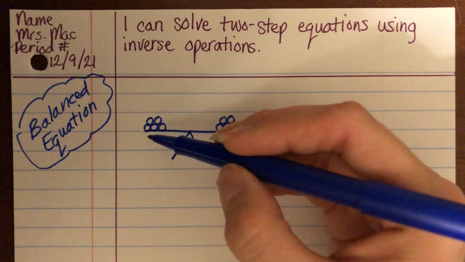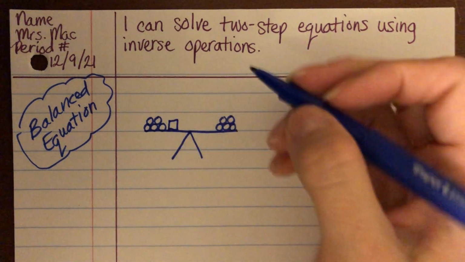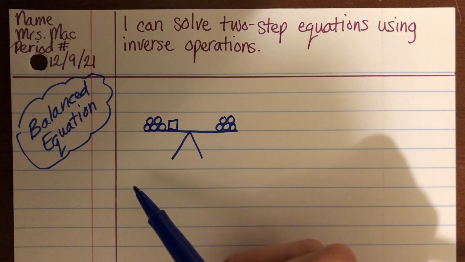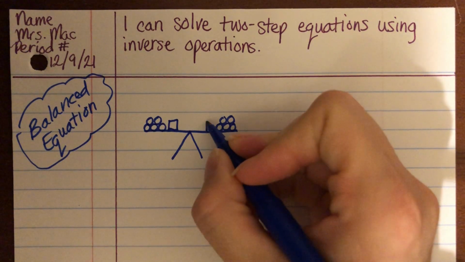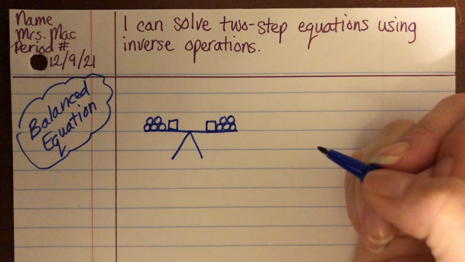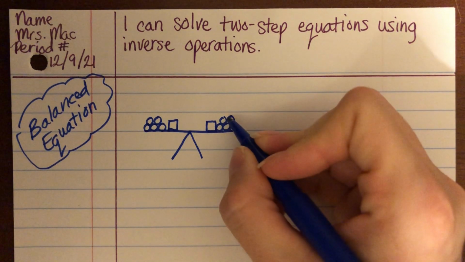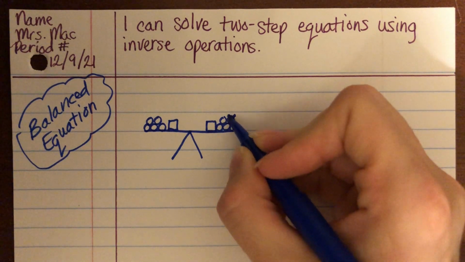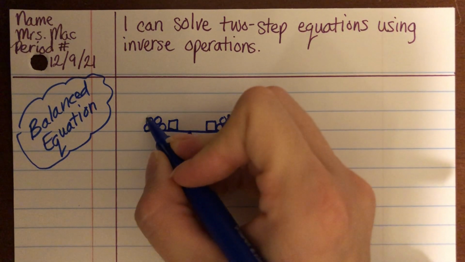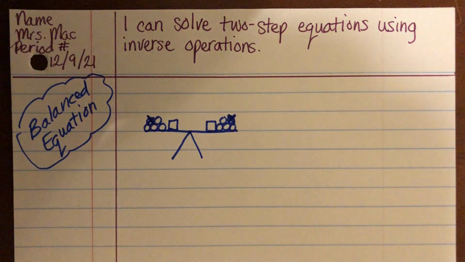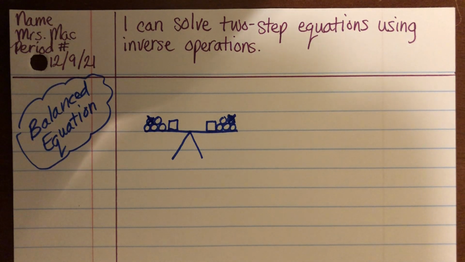Now, if I were to add something to the left side, let's say I add a little square here, my balance would tip to the left, and I want it to stay balanced. So if I add a square to this side, I also have to add a square of the same weight to this side. And vice versa. If I take a circle away from this side over here, I can't leave it because now my balance will be unbalanced. So I also have to take it away from this side as well.